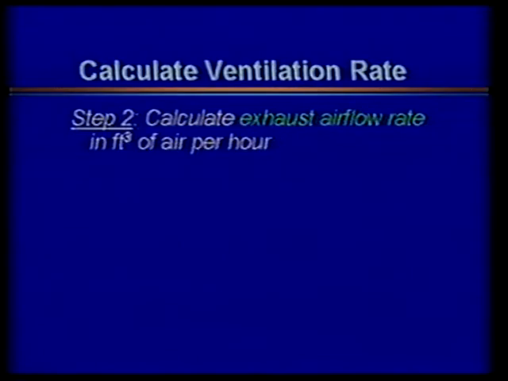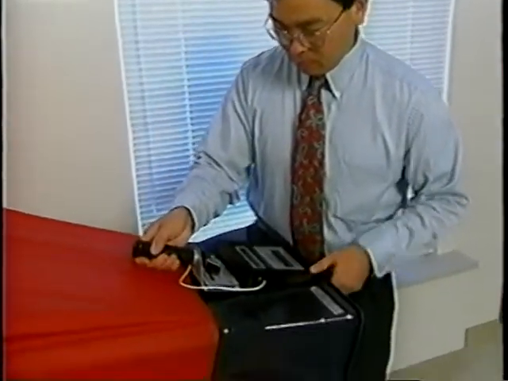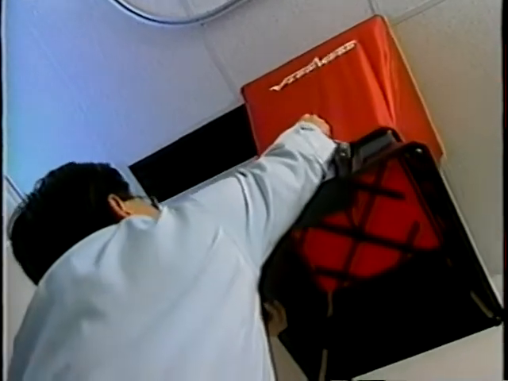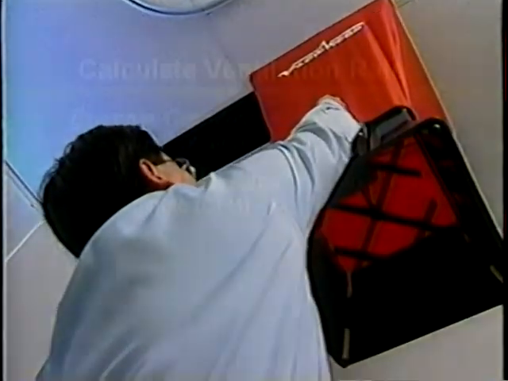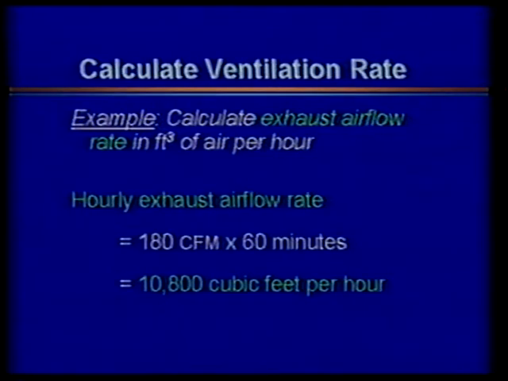Step 2, calculate the amount of air exhausted every hour. Measure the exhaust air using the flow hood. Flow hoods usually display the airflow directly in cubic feet per minute, or CFM. Multiply the cubic feet per minute by 60 minutes to determine the cubic feet of air per hour. Going back to our example, if the flow hood reads 180 CFM, multiply this by 60 and you get 10,800 cubic feet of exhaust air every hour.